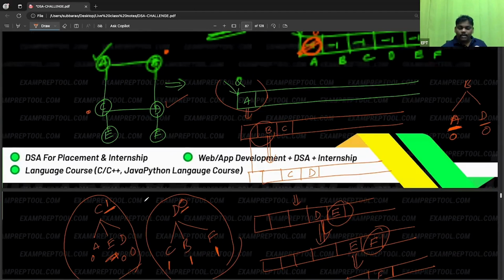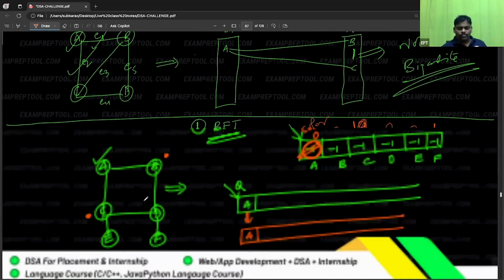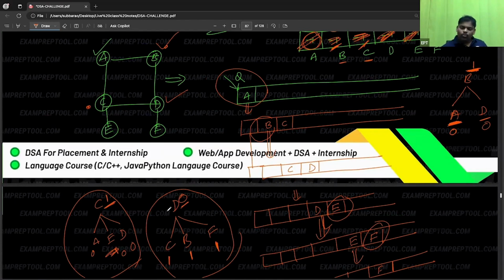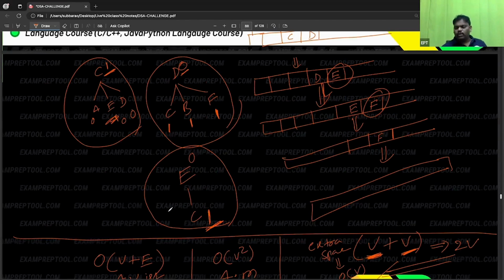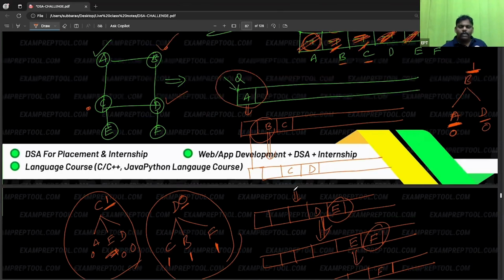I started with the problem itself: what is bipartite. I gave two examples, followed by how to find it out using BFT. The homework for you will be just to do DFT. Same story. We were using a queue here; in DFT, you will use a stack. DFT uses the stack data structure, BFT uses the queue data structure.